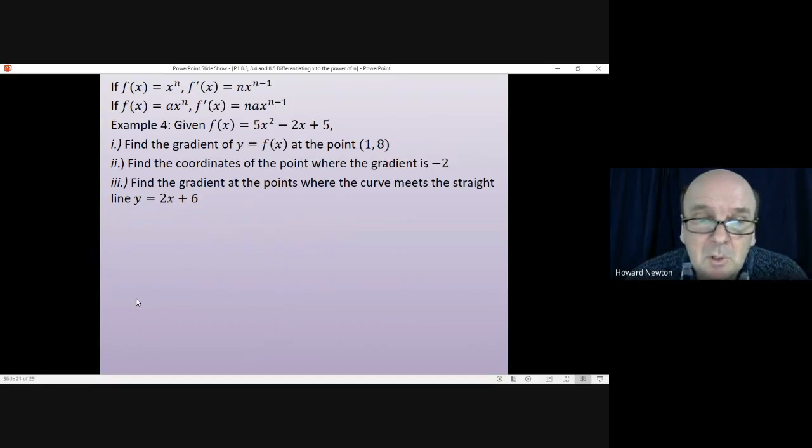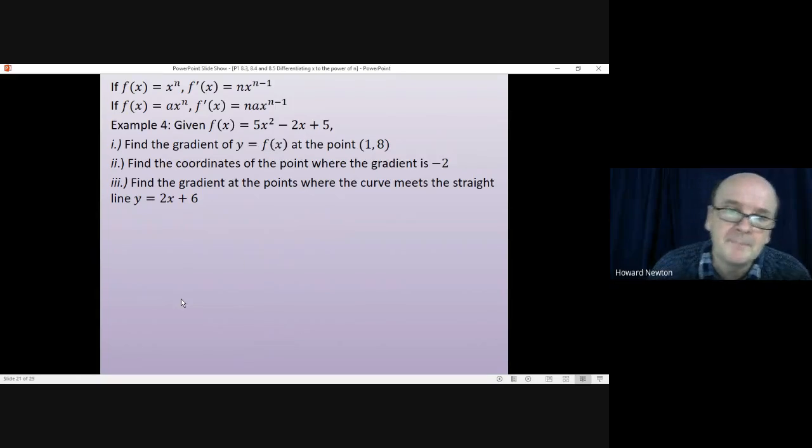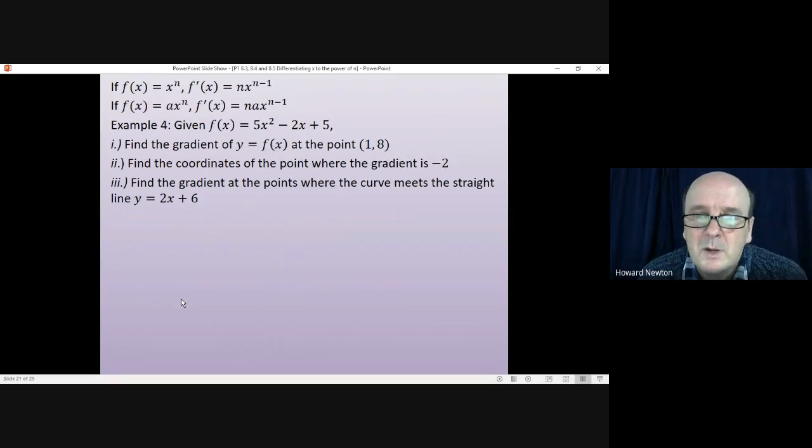And then last of all, we're asked to find the gradient at the points where the curve intersects the straight line y equals 2x plus 6. Now we'll need to solve these two equations simultaneously to find the two intersection points, and then substitute the x values into f dashed of x to find the gradients. Quite a lot going on there. I'll let you have a go at this yourself first. Pause the video, have a go, and then come back to me when you're ready.